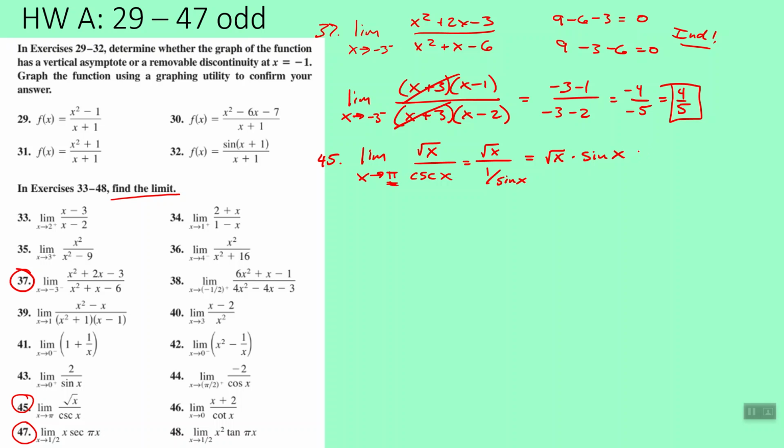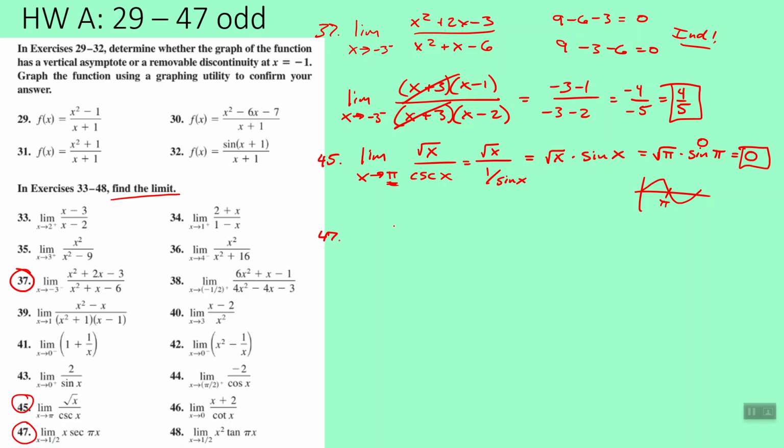If we plug in pi, we get the square root of pi times the sine of pi. If you remember your little graph of sine, here's pi right here. Sine of pi is 0. So we get 0 times the square root of pi, which is just 0.